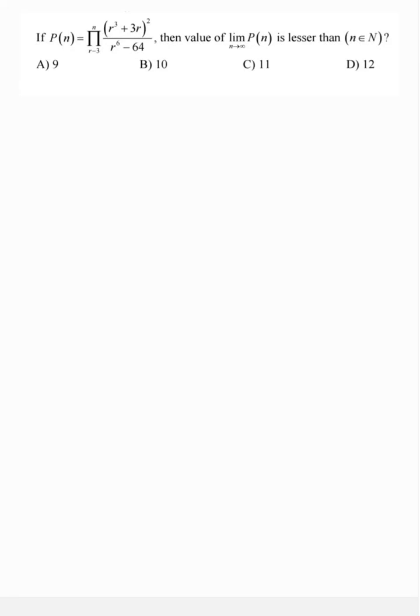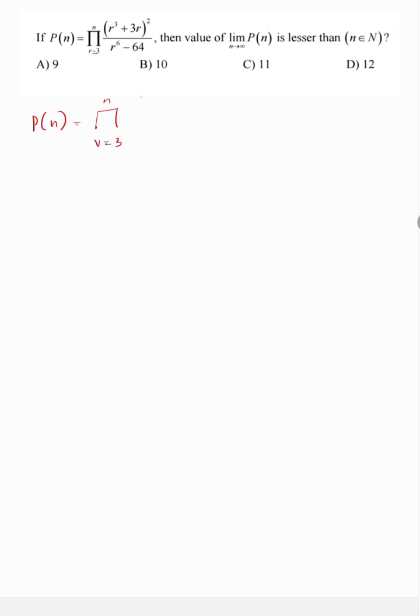Going to do a question from the limits chapter. We can also say that it's a question from sequences and series. Okay, so we have P of n. P of n is pi, r from 3 to n. Okay, so this is our P of n. P of n is pi, which means product, r from 3 to n, r cube plus 3r.